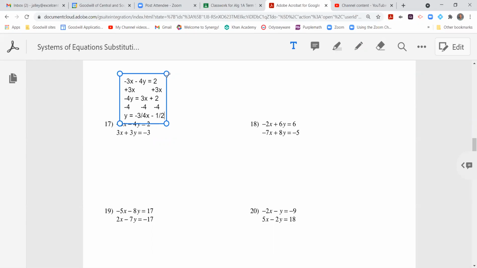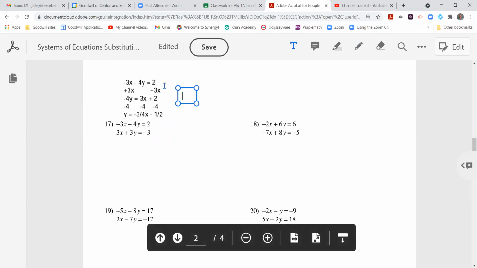I don't want to mess with those kinds of numbers. All those fractions, do substitution with that? No way. And I had to go through all that work just to come up with an expression that I could substitute into the other equation for y. This is already set up to eliminate.